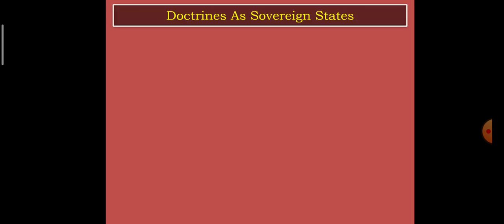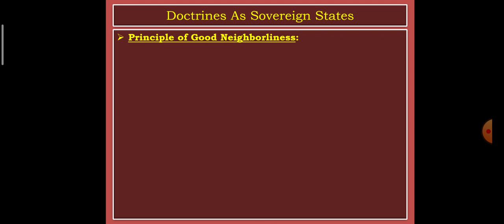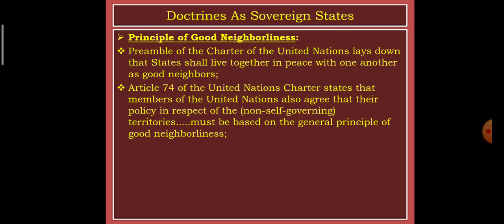So, these are the doctrines of sovereign states. Another principle of the sovereign state doctrine is the principle of good neighborliness. The Preamble of the Charter of the United Nations lays down that states shall live together in peace with one another as good neighbors. So, this was under the Charter of United Nations.